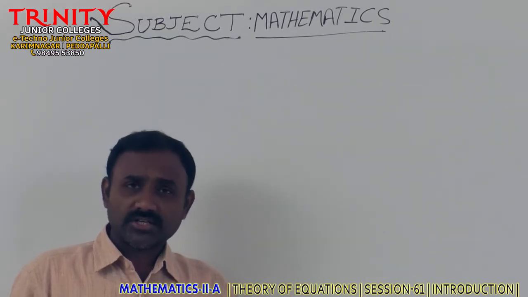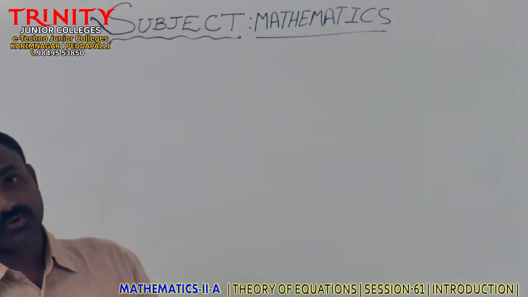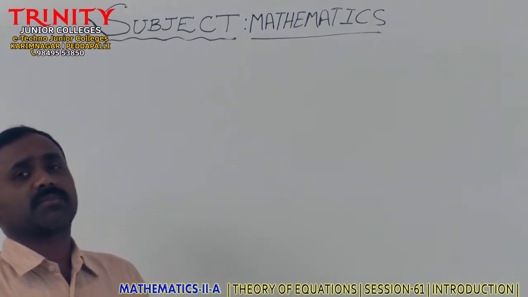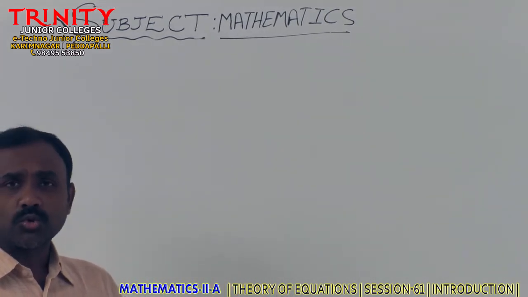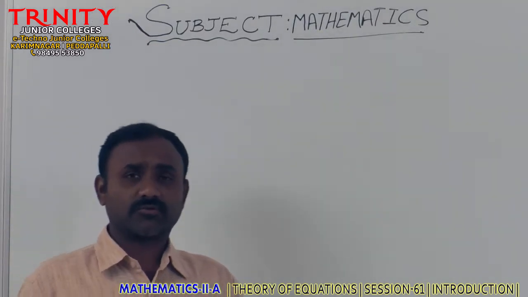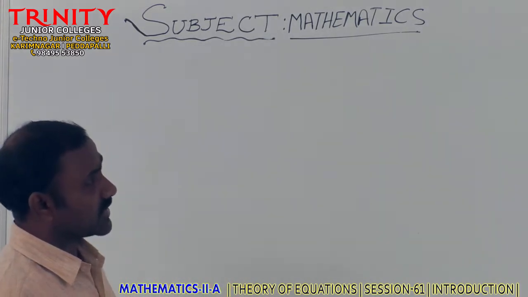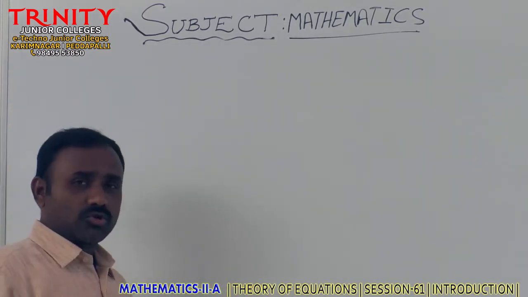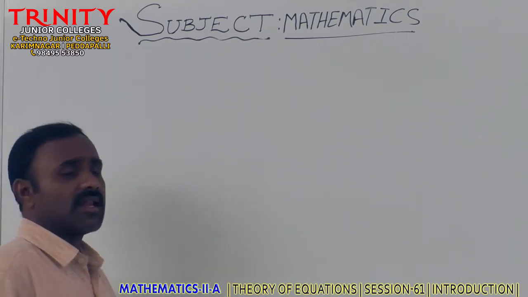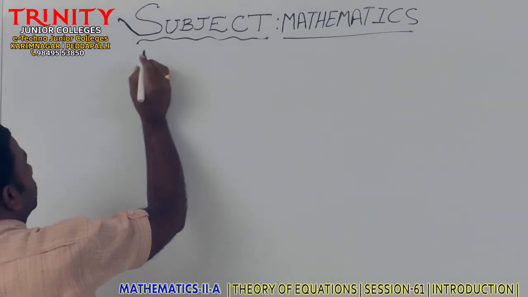In quadratic we have discussed the power of 2 only, the expression in the form of x square plus bx plus c. Now here onwards we will discuss the polynomials of degree greater than or equal to 2, means power is 3, power is 4, and so on. First, we will define once again what is a polynomial equation.